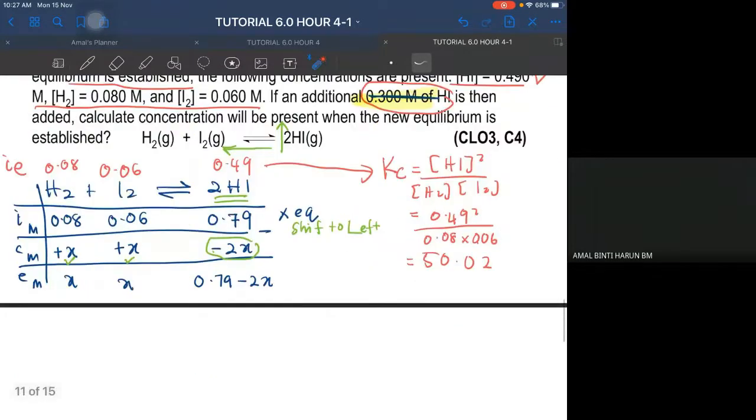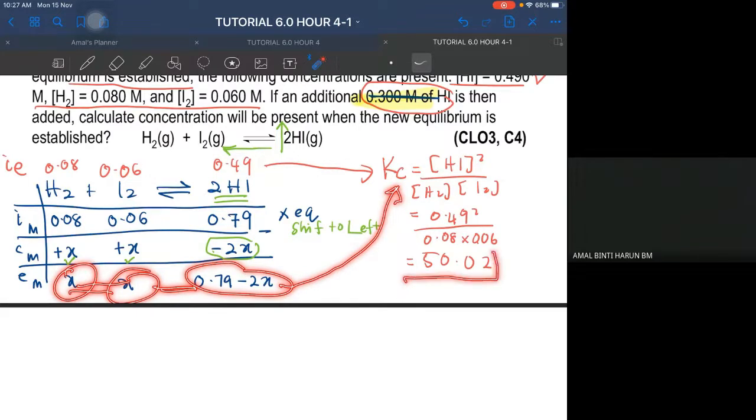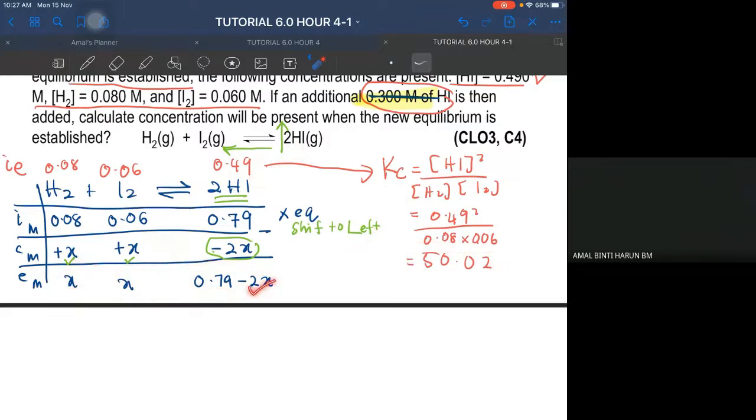Okay, where were we? We want to find the concentration at equilibrium, but the question is how to solve for x. This equilibrium concentration will be substituted into our Kc, and we will get the same value of Kc. Whatever concentration change occurs, Kc will remain the same.